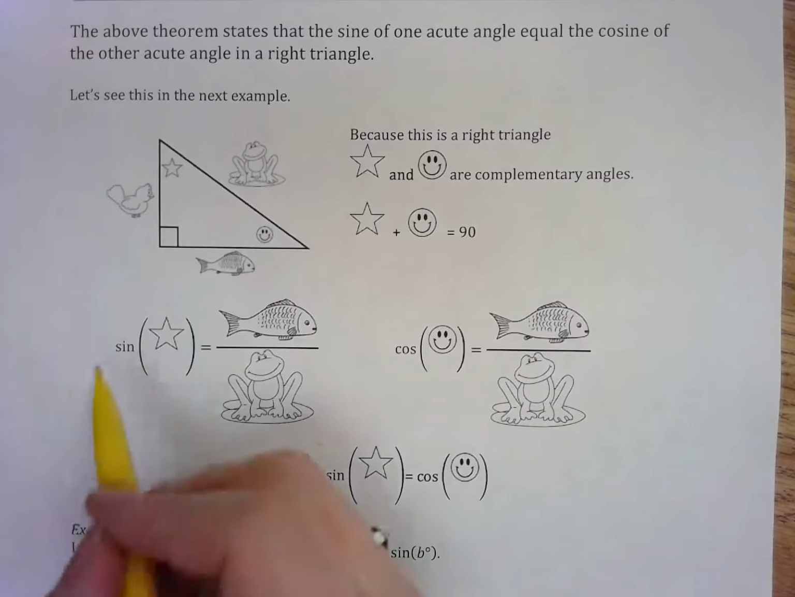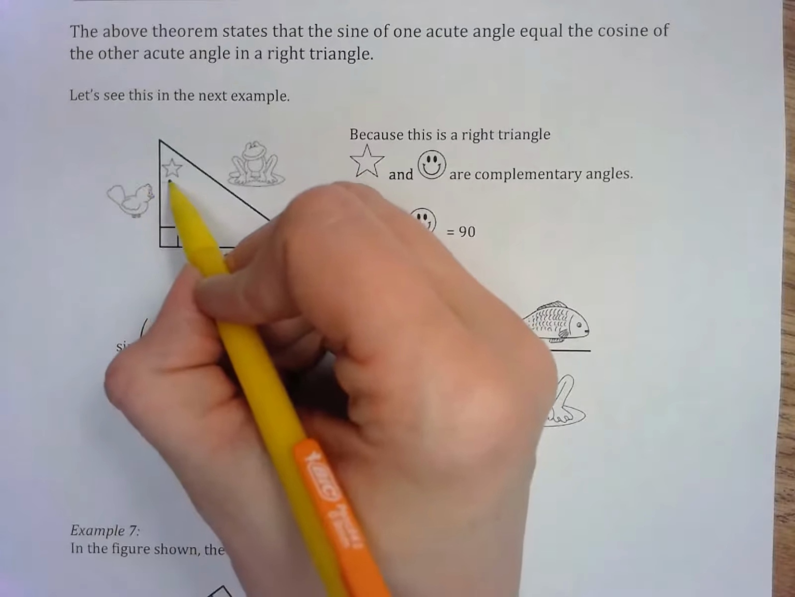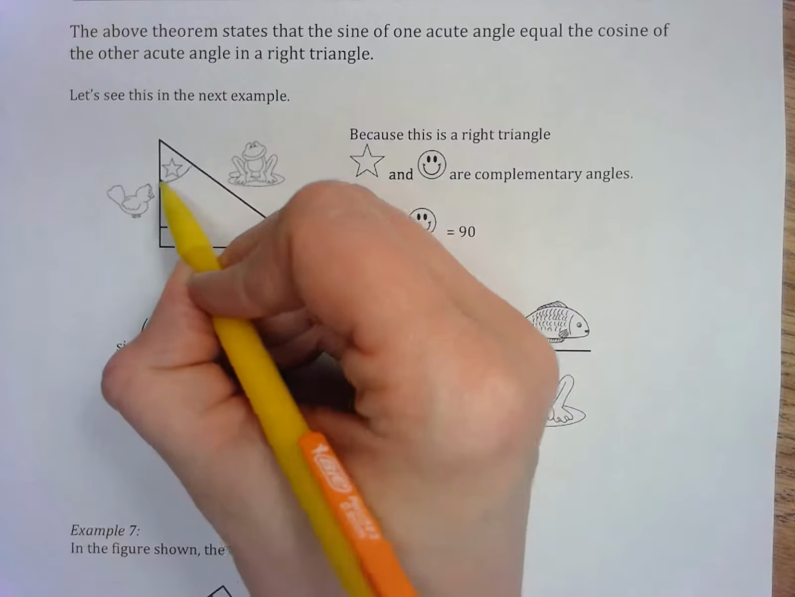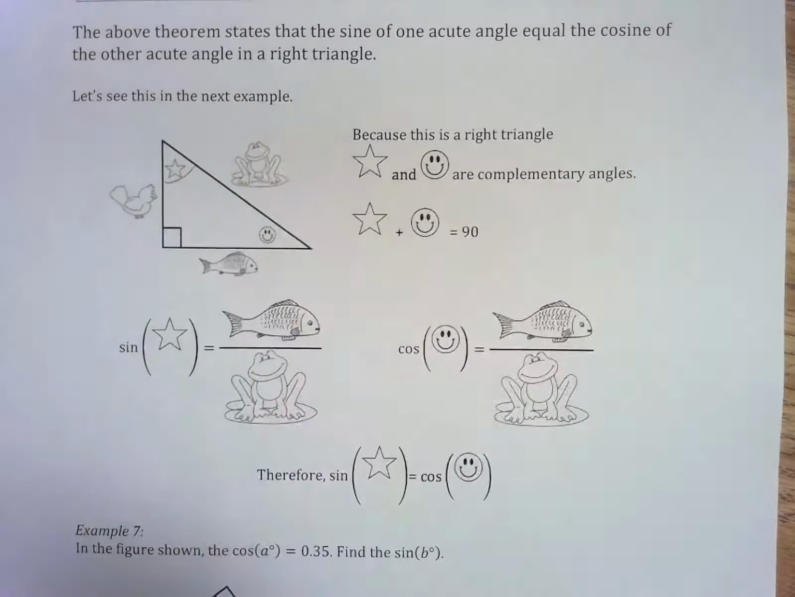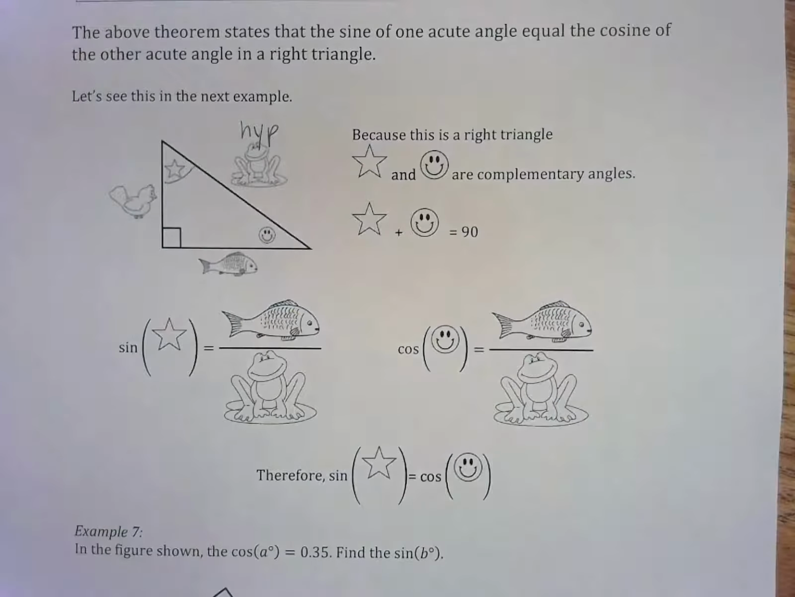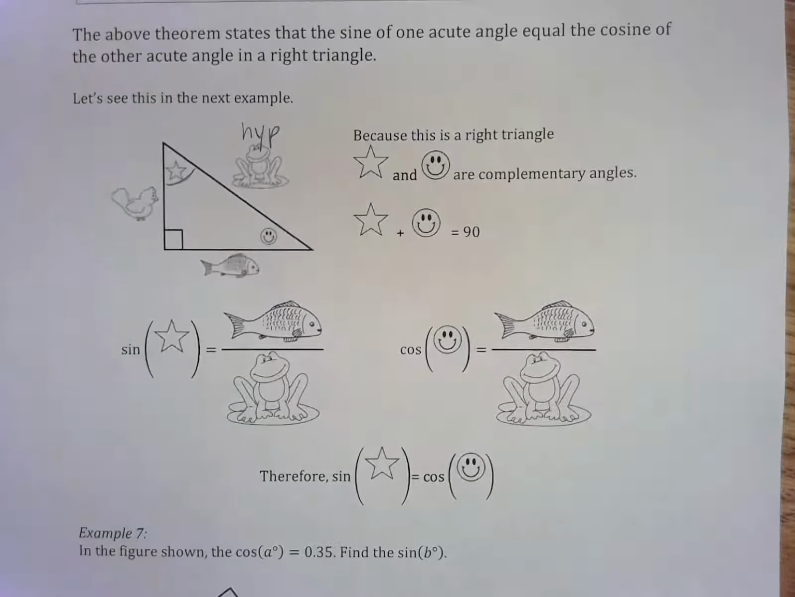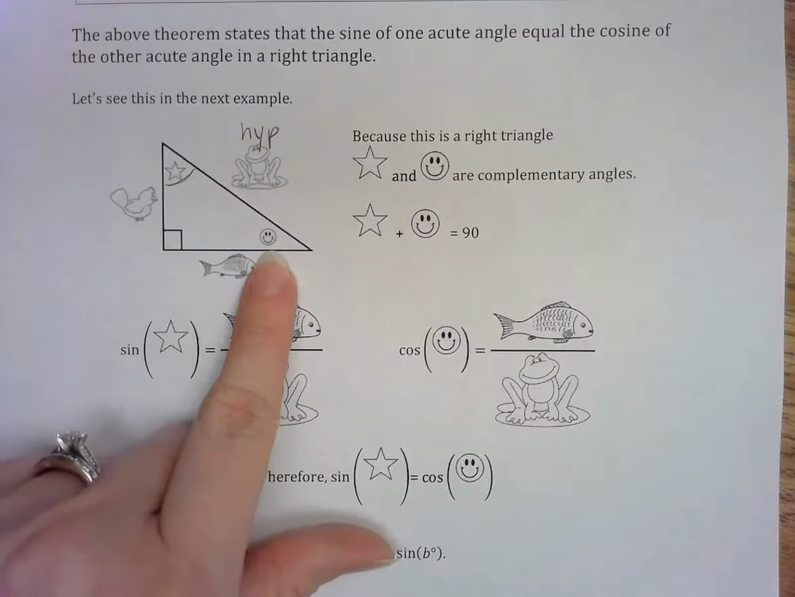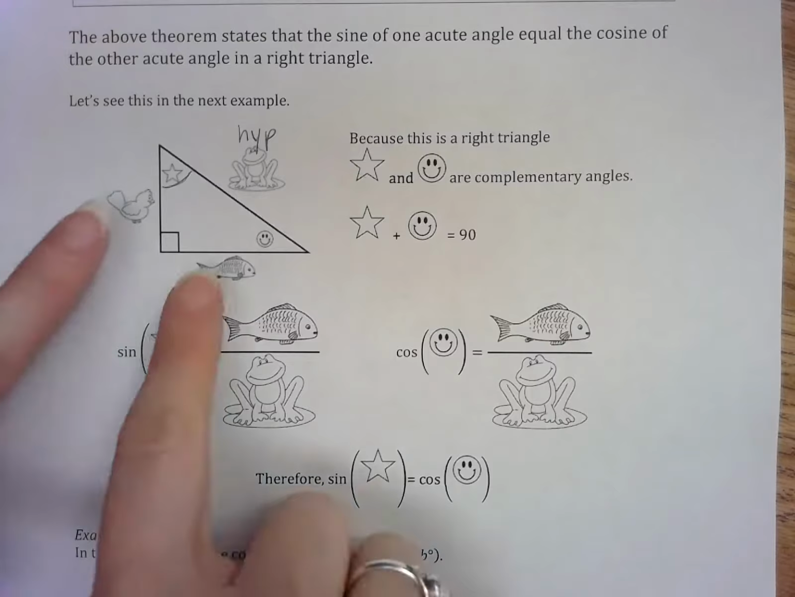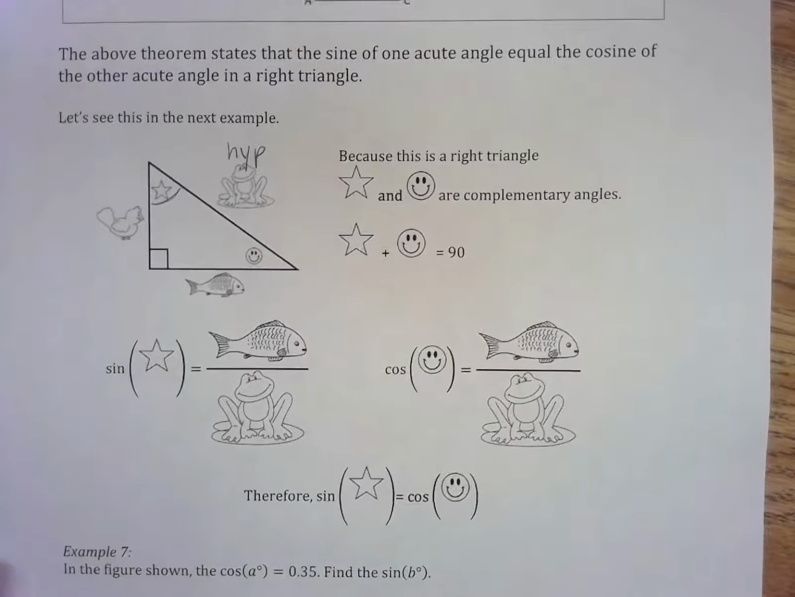So let's imagine that we're wanting to do the sine of the star. So here we're at the star angle. I'm not going to label this triangle as opposite, adjacent, and hypotenuse. We can name the hypotenuse, it's the frog, because it would never change. But from the star angle, you'll have an opposite and adjacent. But when we switch to the smiley face angle, those things would change. So I'm not going to label them. We're just going to look and visualize those sides.